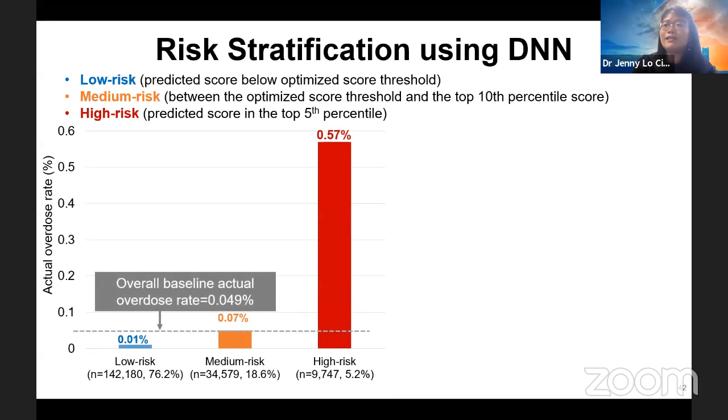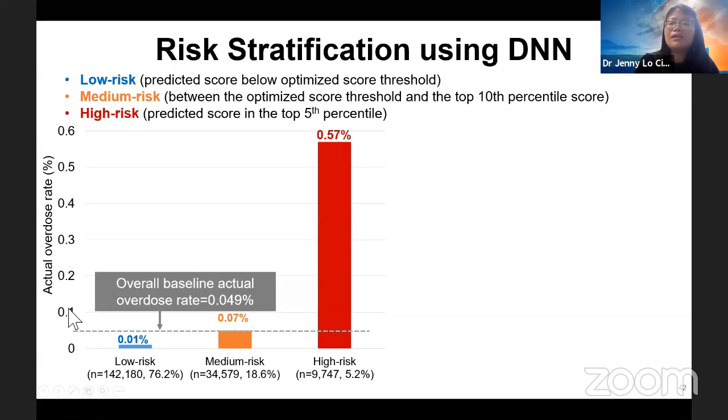So let me show you how to interpret this graph. The y-axis is the actual overdose rate, and we have 3 risk groups. The gray line is the overall baseline actual overdose rate for every 3 month interval, which is 0.05%. So if you don't have a prediction algorithm and you just grab anybody on the street, what's your chance of identifying one overdose? The rate is 0.05%. So when you create any algorithm, you want to be better than this, right?